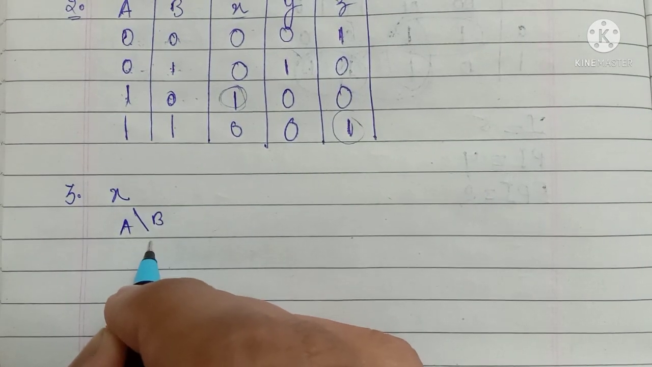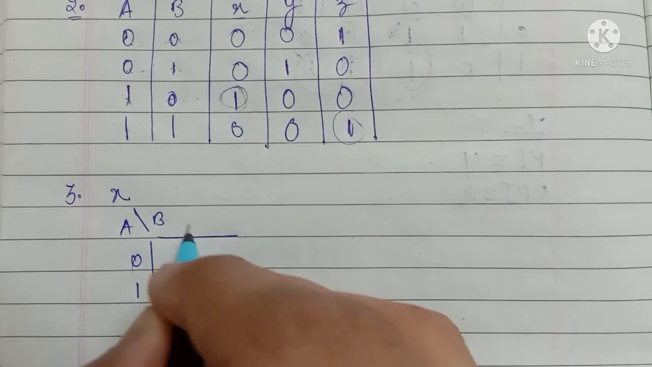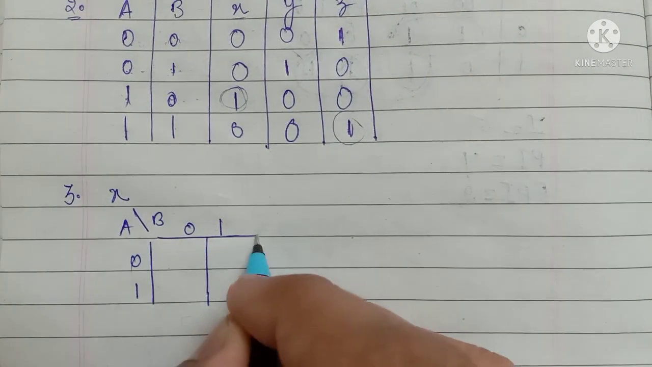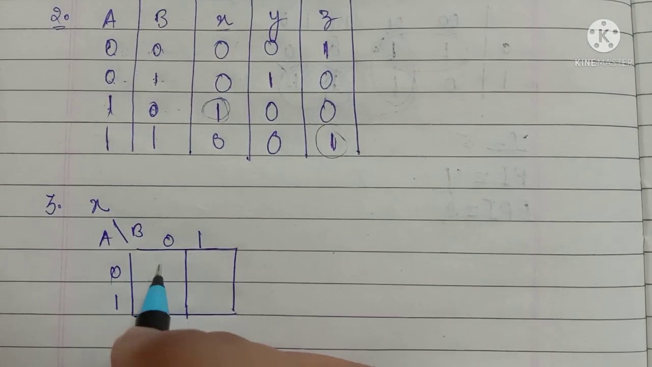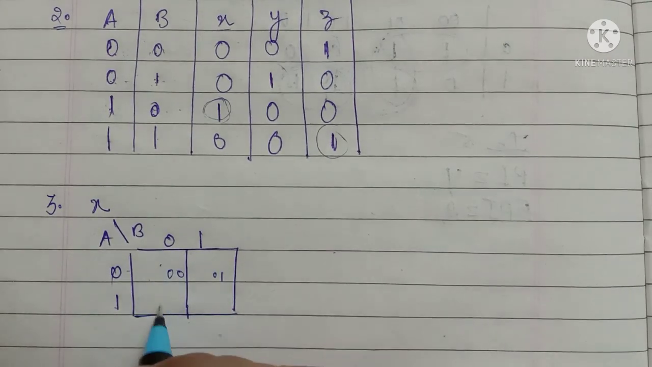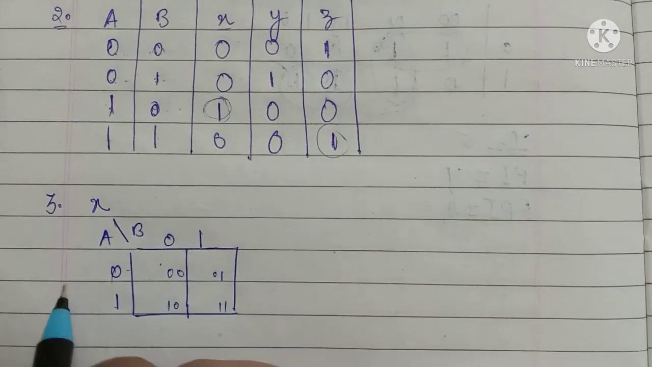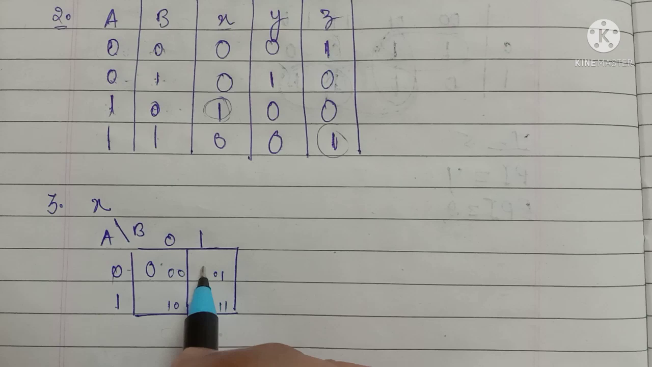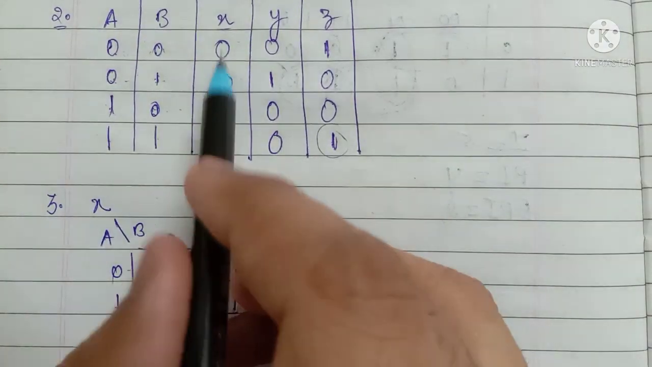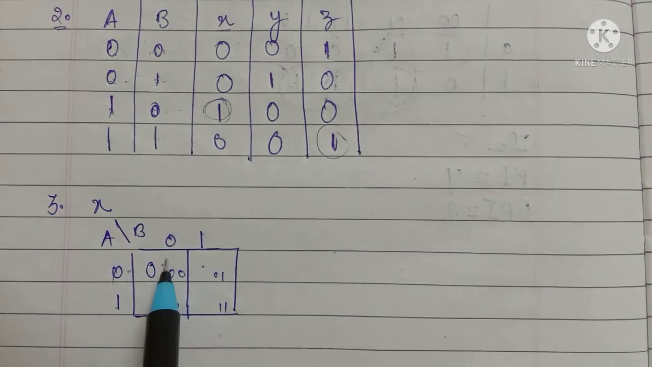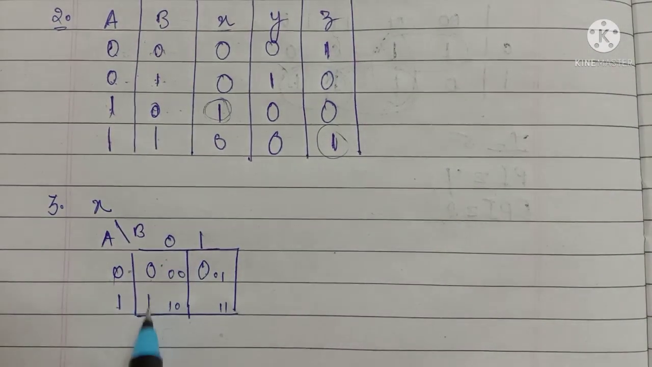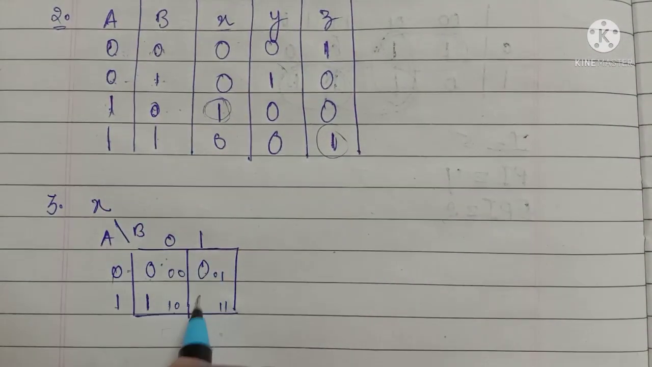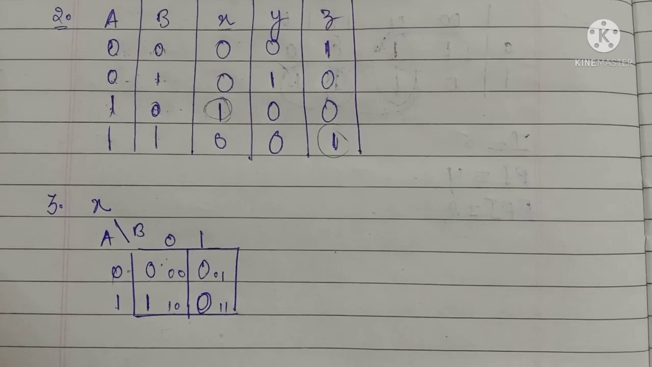Two inputs are there, so the combinations are 0 0, 0 1, 1 0, 1 1. We already studied the K-map, so we will make the K-map. X will give the result for 0 0, 0 1, 1 0 and 1 1. So 0 0 will give me a 0 only. 0 1 is 0. 1 0 is 1. 1 1 is 0. Clear? I think this much is clear, right?